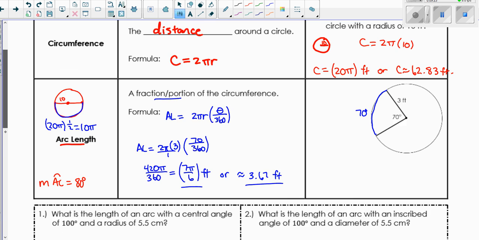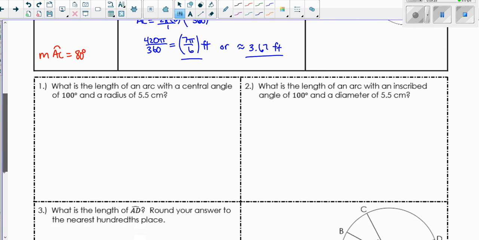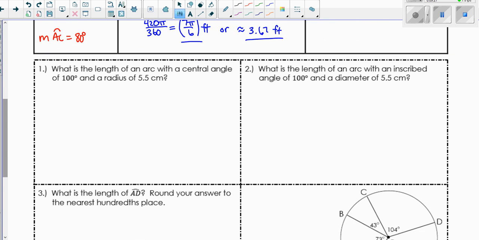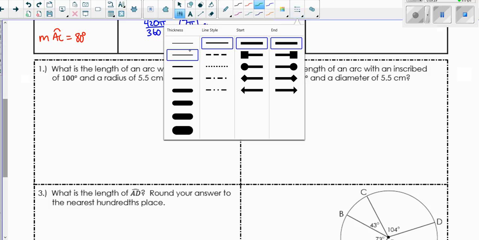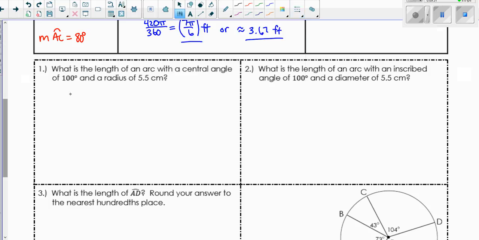Okay? So let's try. What is the length of an arc with a central angle of 100 degrees and a radius of 5.5? I would suggest drawing this out. So if here's my circle, here's my radius. So actually it's got a central angle, so it looks something like this. So if the central angle is 100 degrees, then that means that the arc measure is also 100.